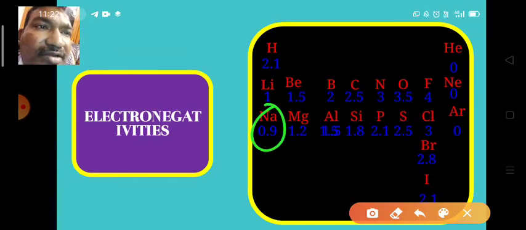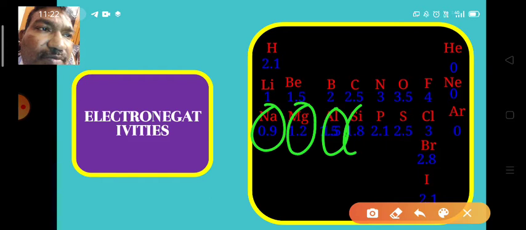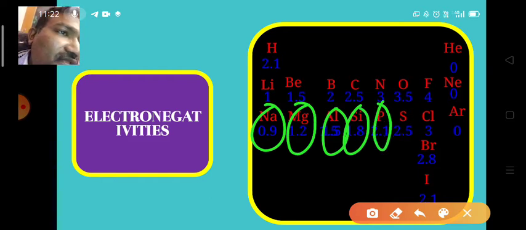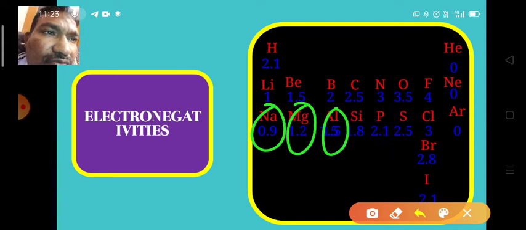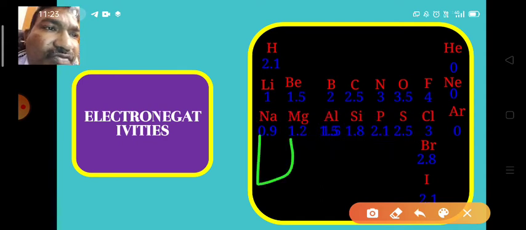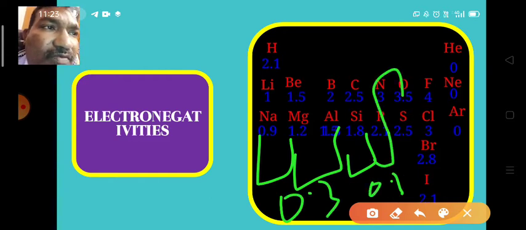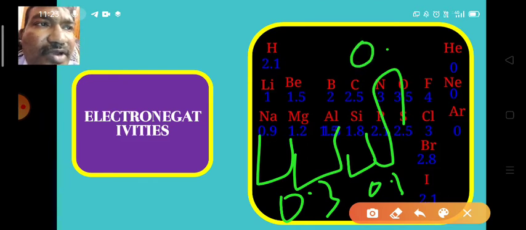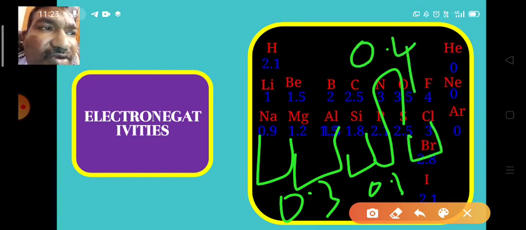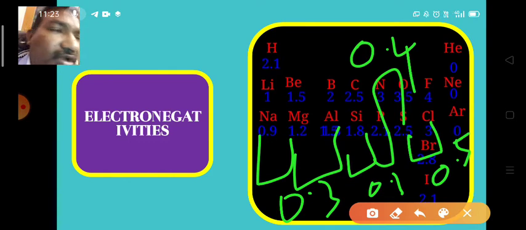Look here, there is a 0.3 difference each time. But from phosphorus to sulfur we have a 0.4 difference, and from sulfur to chlorine we have a 0.5 difference. So like that we can easily remember.